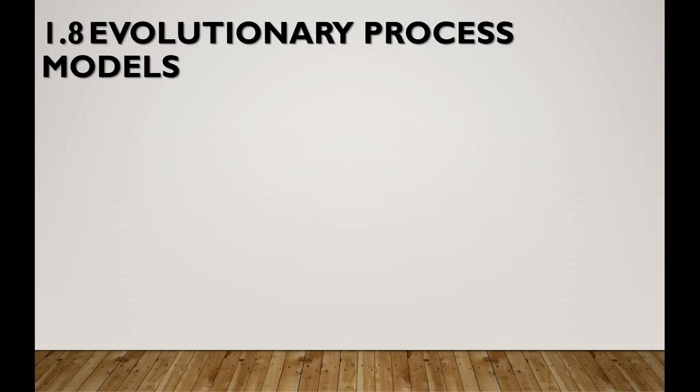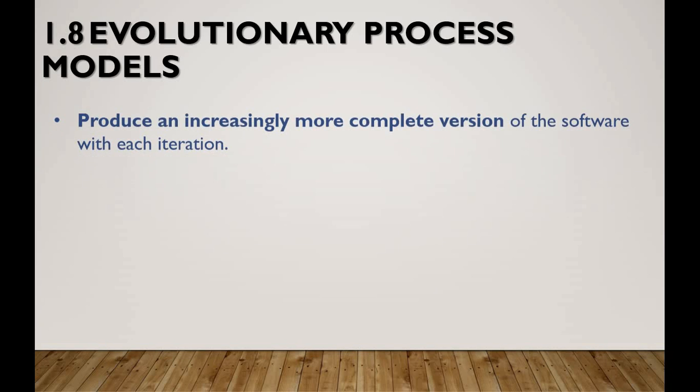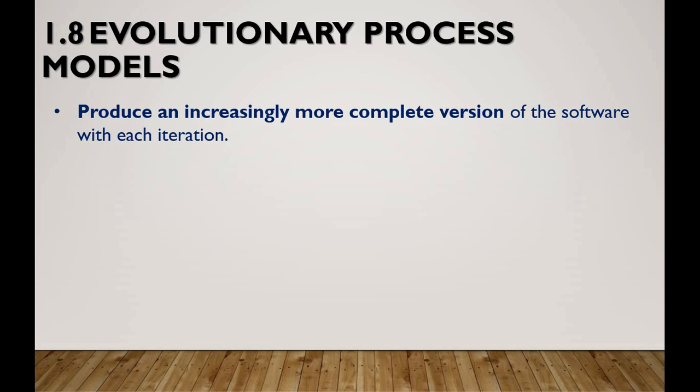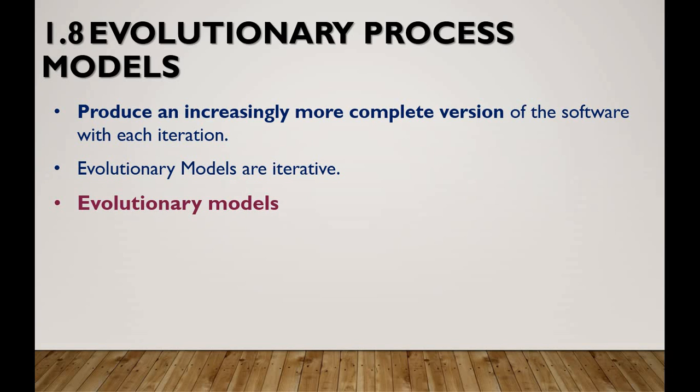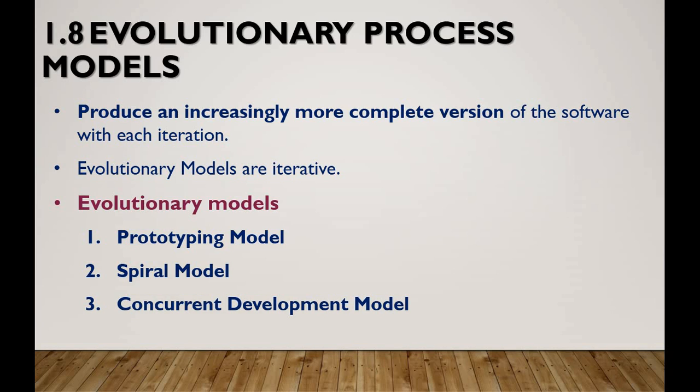So now we are going to discuss the evolutionary process, which produces an increasingly more complete version of the software with each iteration. Means this will also give a product in iterations. Evolutionary models are iterative. There are mainly three evolutionary models. First one is the prototyping model, second one is the spiral model, and third one is the concurrent development model.